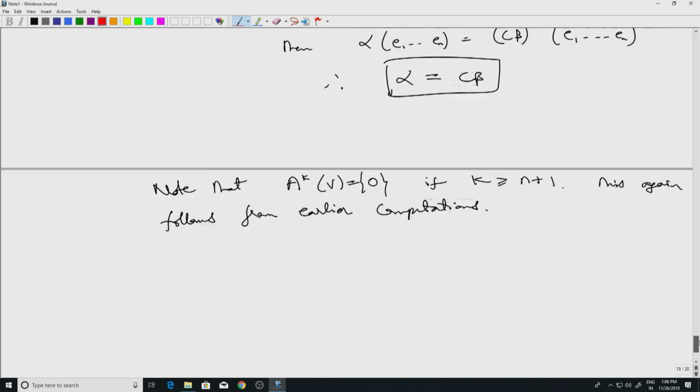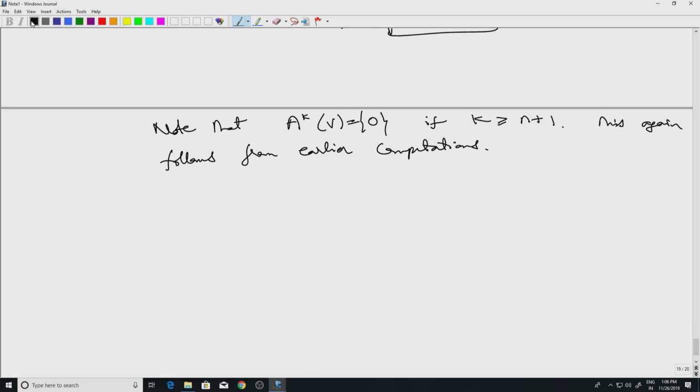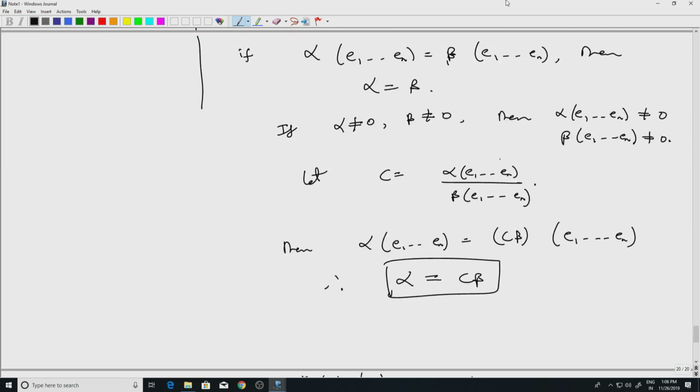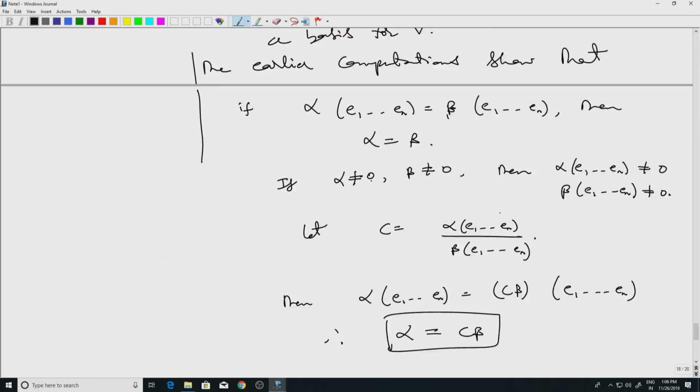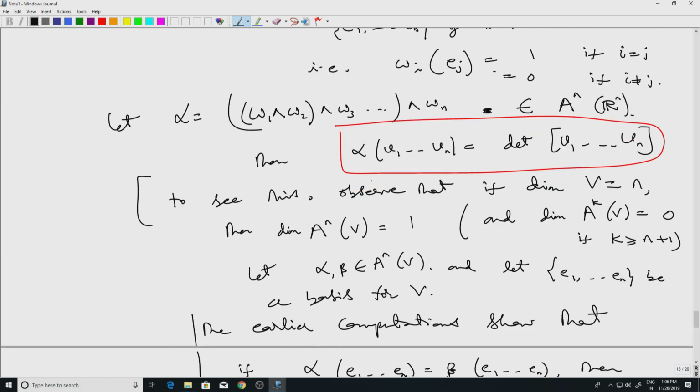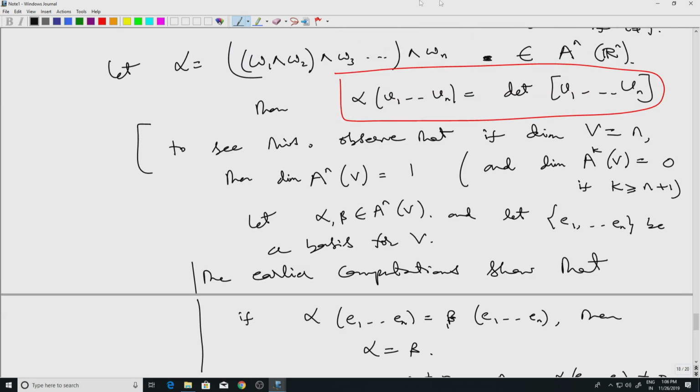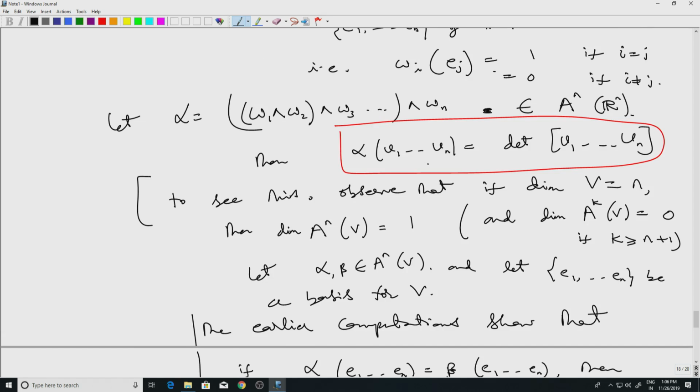Right. What all this we have discussed so far just shows us is that any two n-forms on R^n are necessarily scalar multiples of each other. So there's a constant such that alpha is equal to this. But I want to say that actually that constant is 1.